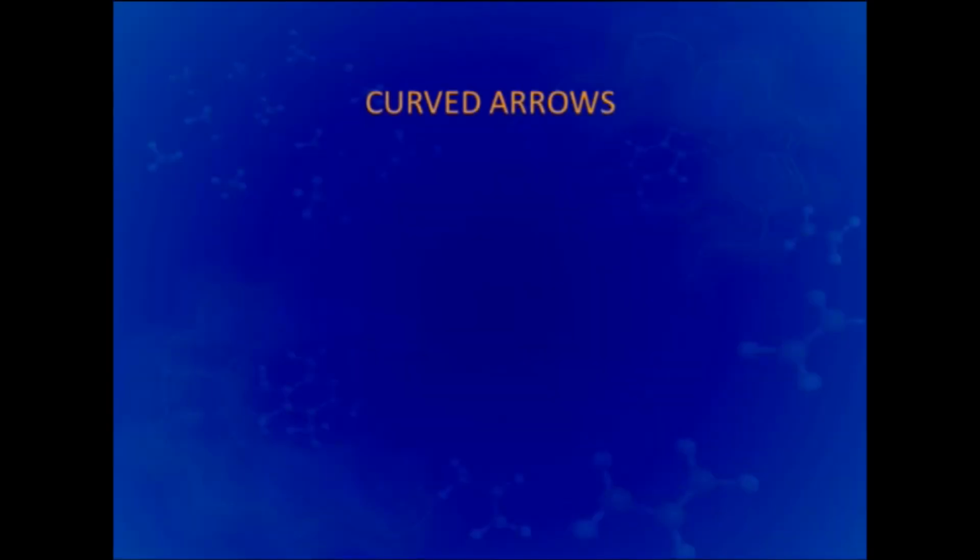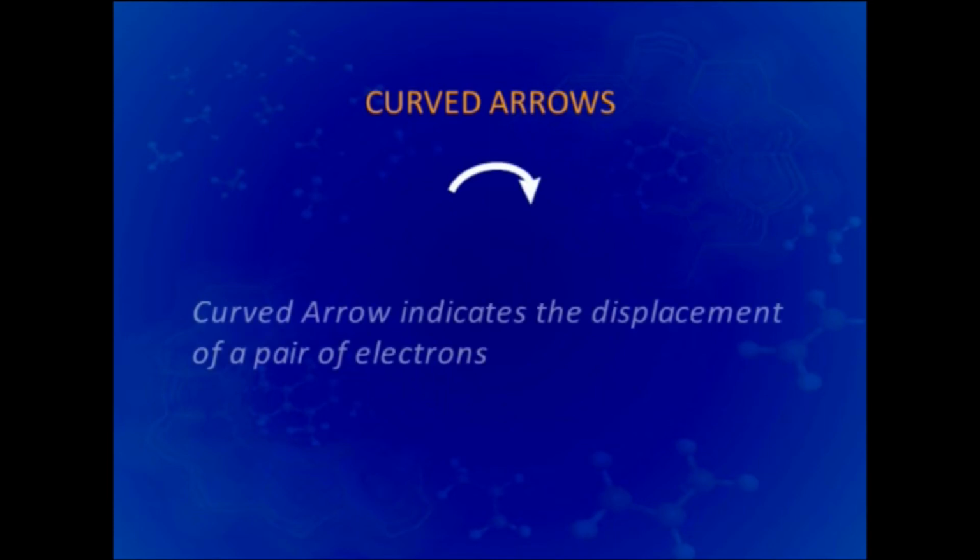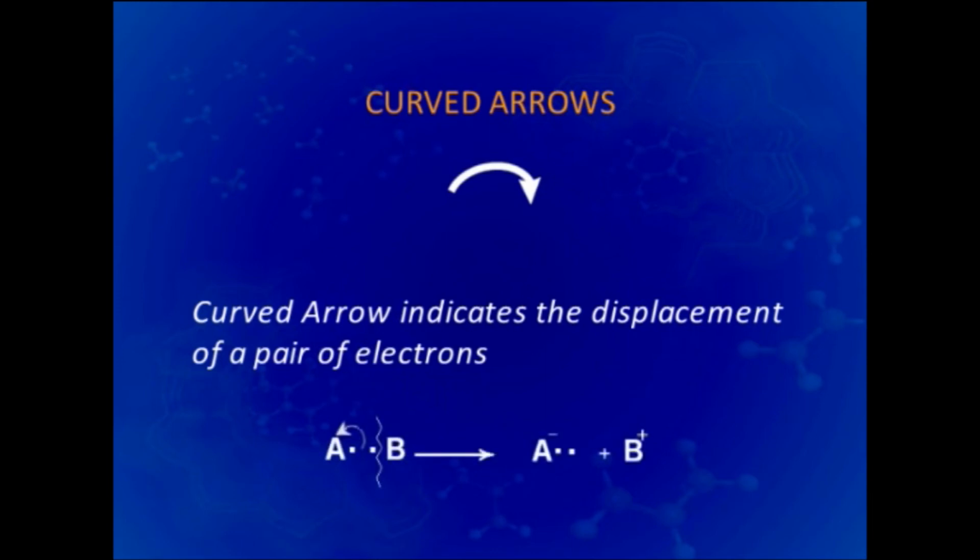The two types of curved arrows which we generally use in depicting the reaction mechanism are the curved arrow with a double head and the curved arrow with a single head. The curved arrow with a double head indicates the displacement of a pair of electrons. You can see here in this general example, wherein we showed heterolytic cleavage, the shared pair of electrons moves to the A.